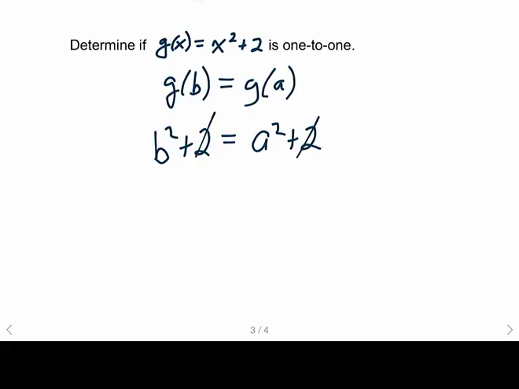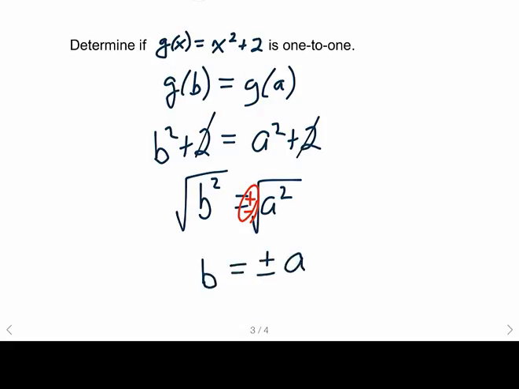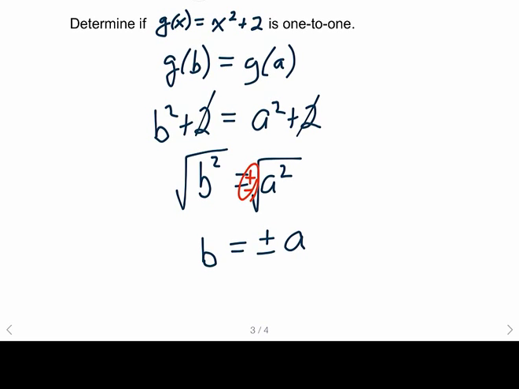Subtracting 2 from both sides gives us that b squared is equal to a squared. If I then square root both sides, then we might think we're home free, but we have to remember if we square root both sides of an equation, there's plus or minus. Therefore, what we conclude is that b is either plus or minus a. So b could be a, but b could be negative a. I'm not forced to conclude that b equals a. Therefore, g is not one-to-one.